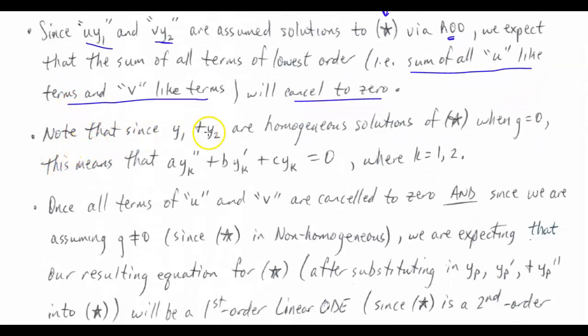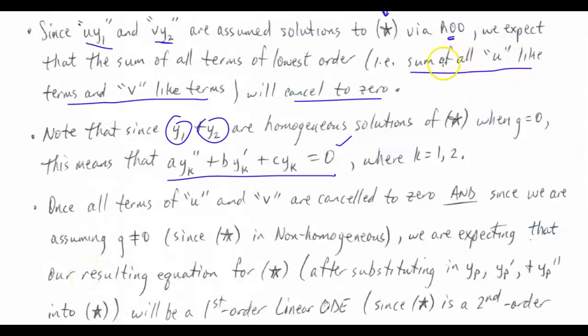We want to note that since y1 and y2 are actually homogeneous solutions of our corresponding non-homogeneous differential equation, this means that if I plug y sub 1 or y sub 2 into the corresponding homogeneous equation, that result ends up being 0.